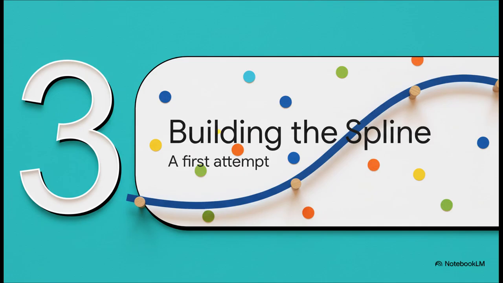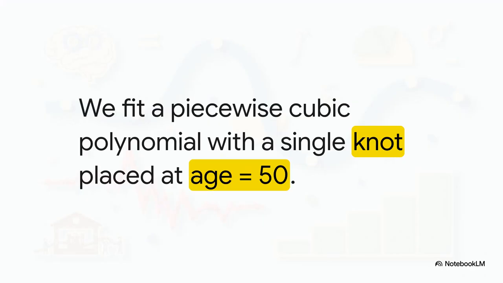All right, enough theory. Let's see how this thing actually works in practice. We're going to apply this piecewise idea to a real data set, trying to model how a person's wage changes with their age. So here's our game plan. It seems simple enough. We'll fit one cubic polynomial for everybody under 50 and a totally separate cubic polynomial for everyone 50 and older. Our one and only knot is right there at age 50. Easy, right? What could possibly go wrong?